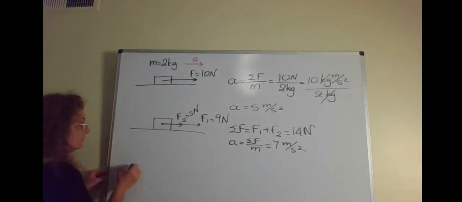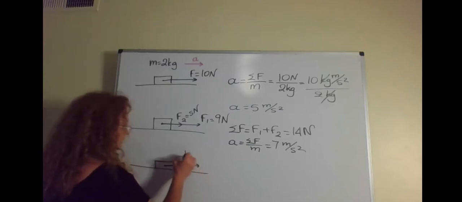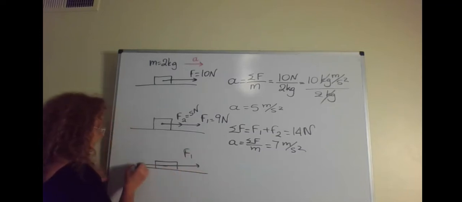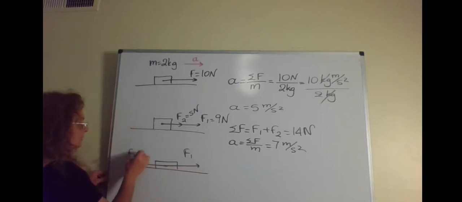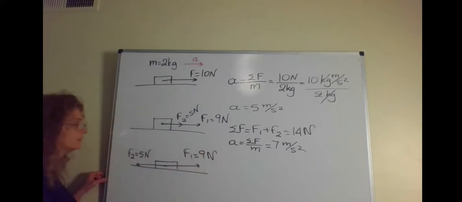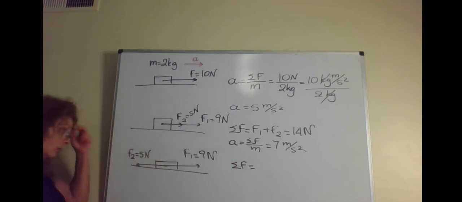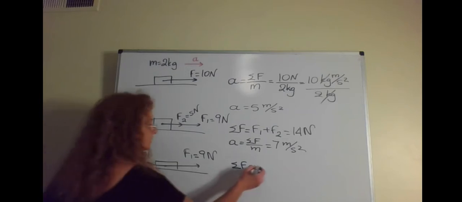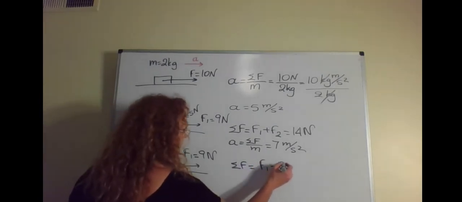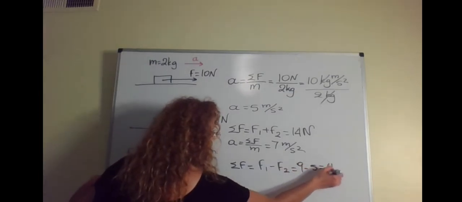What happens if the two forces are opposing? F1, F2, this being 5 newtons, this is 9. Well, the sum of forces, we said, is found by subtracting, and what we can do is subtract the big minus the small, so the total force will be F1 minus F2, 9 minus 5, 4 newtons.